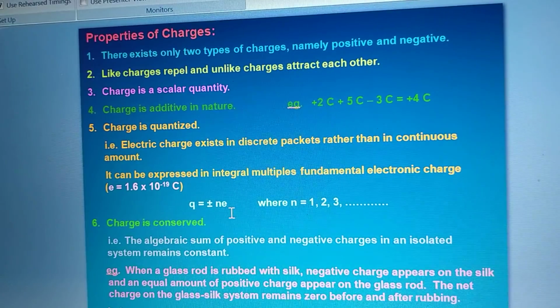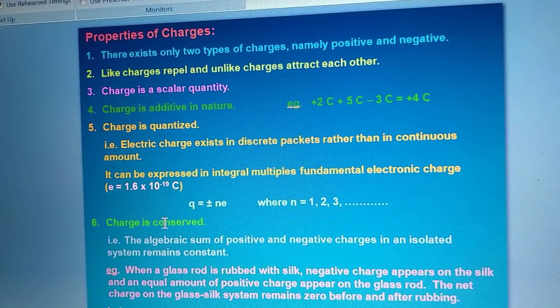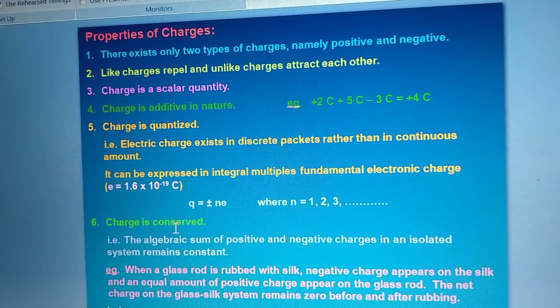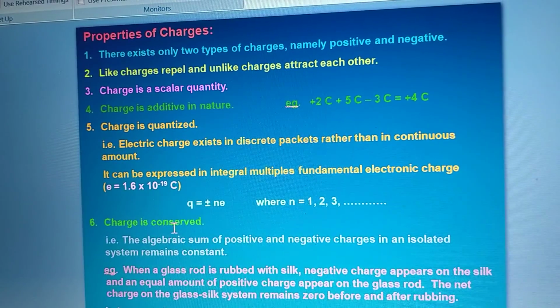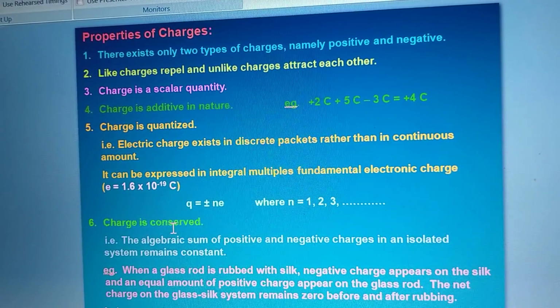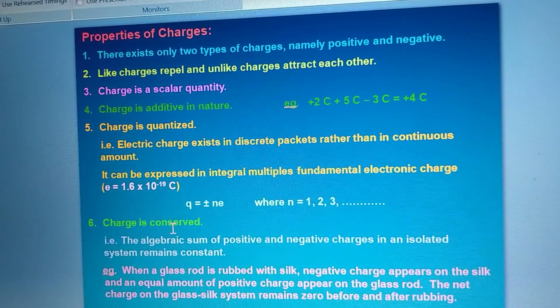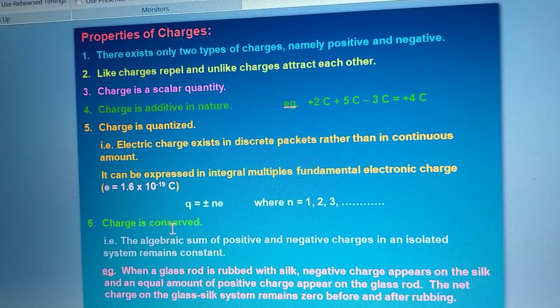Now another important property, that is conservation of charge. What is conservation of charge? Conservation means the quantity can neither be created nor be destroyed. The charge can neither be created nor be destroyed. It can only be transferred from one body to another body. This is the conservation of charge.